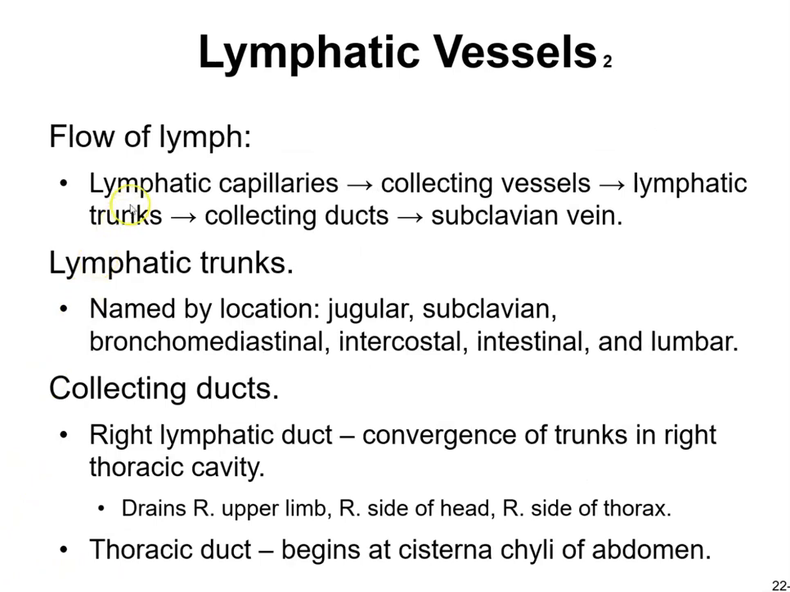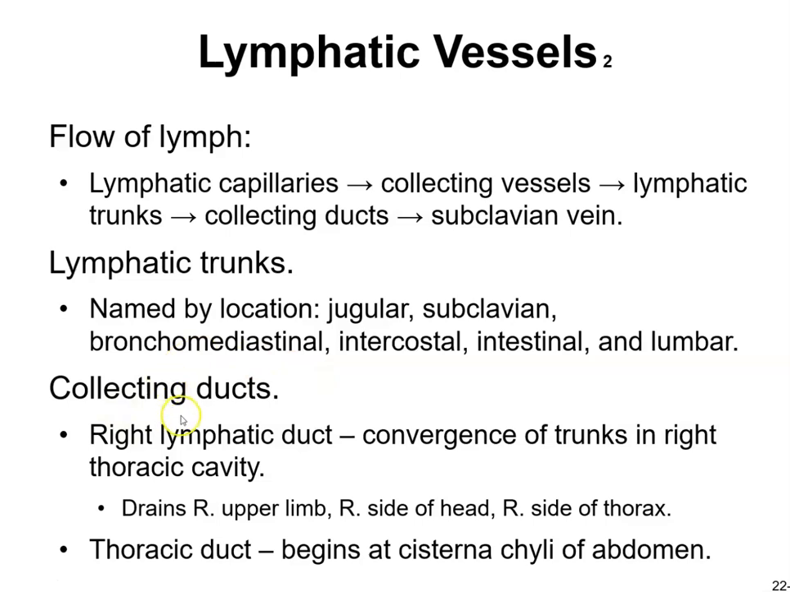So here's a good direction and something that you want to know: the flow of lymphatic capillaries. Then it goes to these collecting vessels. Then these collecting vessels go to the lymphatic trunks, and then it goes to collecting ducts. And guess what? It goes to the subclavian vein. So these lymphatic trunks are named by location. You have a jugular, subclavian, bronchomediastinal, intercostal, intestinal, and lumbar.